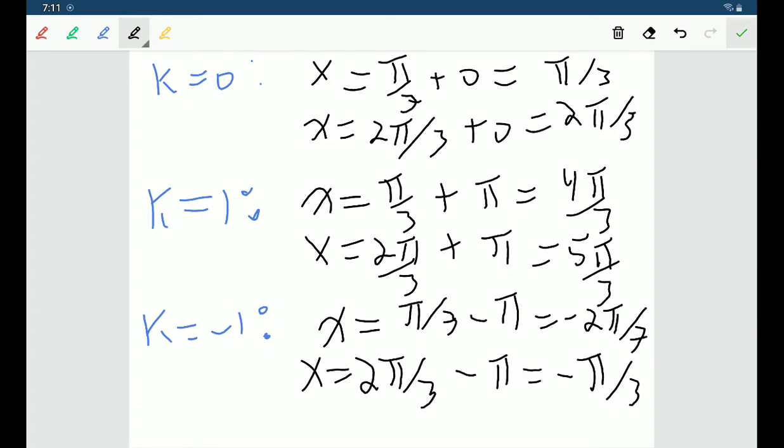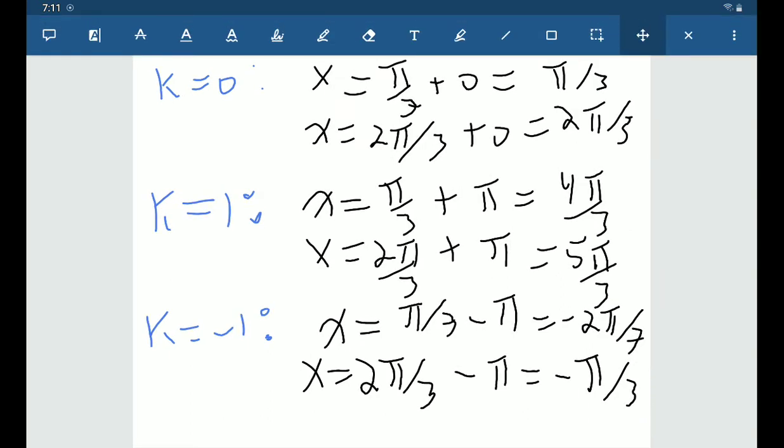And so we have now come up with all sorts of specific solutions. Pi over 3, 2 pi over 3, 4 pi over 3, 5 pi over 3, negative 2 pi over 3, and negative pi over 3.